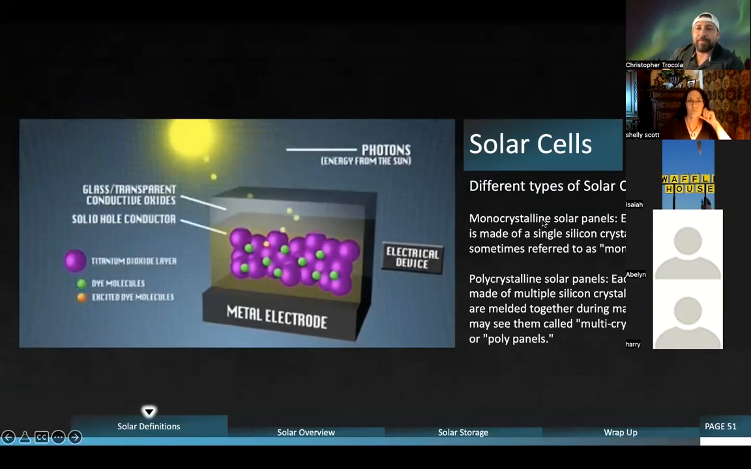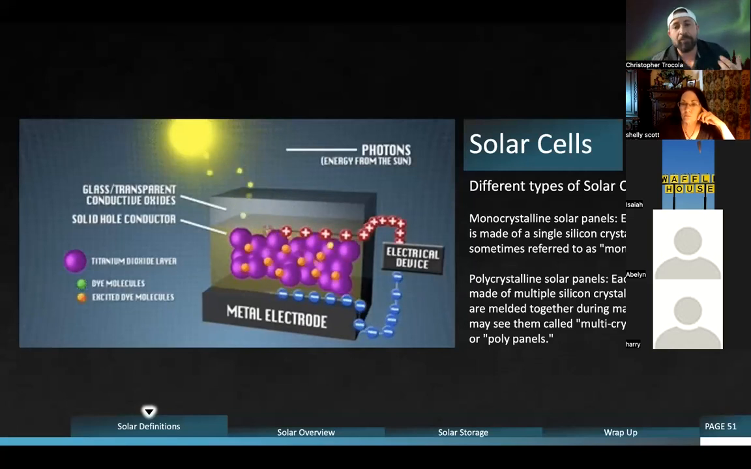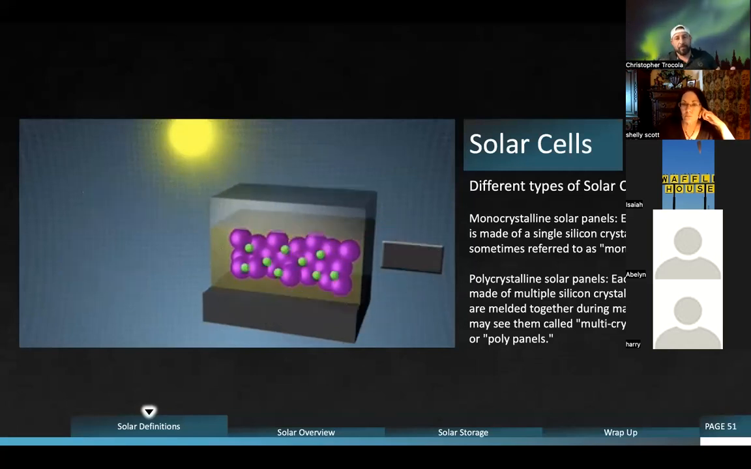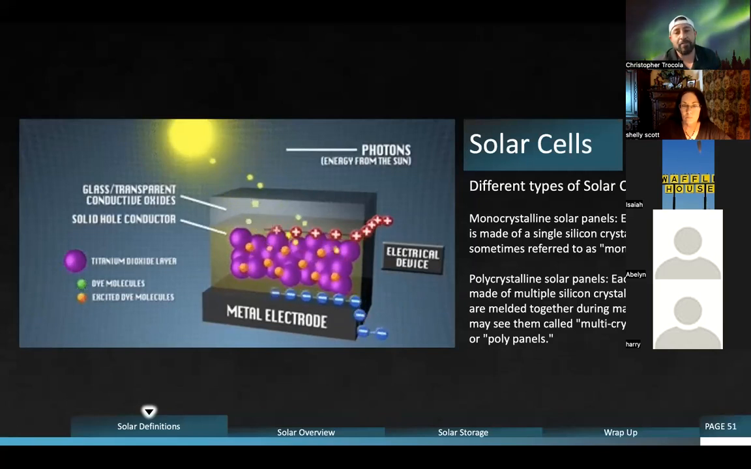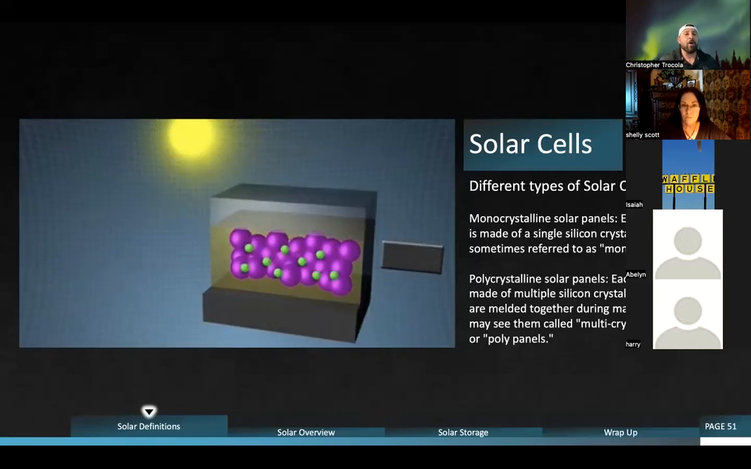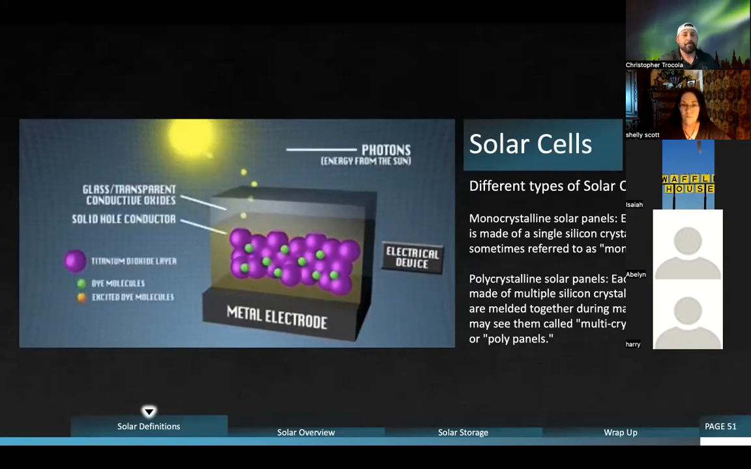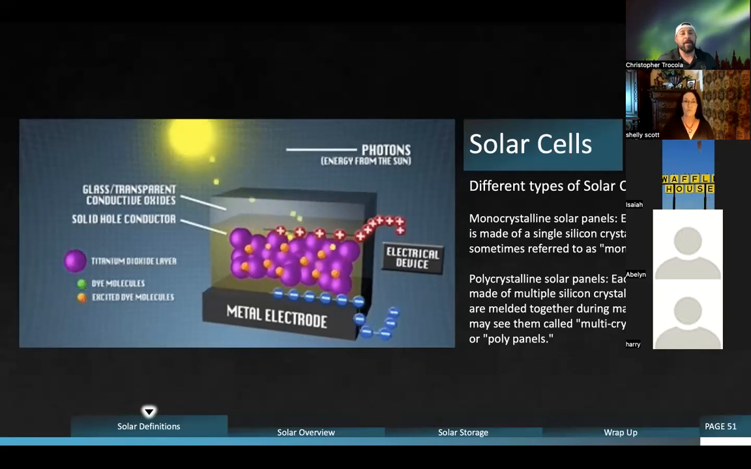Monocrystalline solar panels: each solar PV cell is made up of a single silicon crystal. Polycrystalline solar panels: each PV cell is made up of multiple silicon crystal fragments that are melded together during the manufacturing process. You may see them called multicrystalline or polycrystalline panels, or poly panels. We're going to be learning the differences between mono and poly panels. These are the two offered panels.